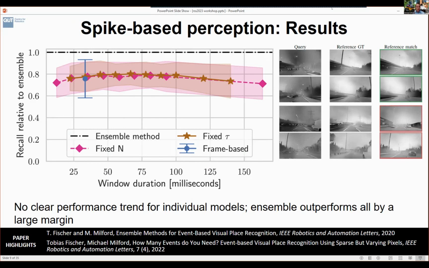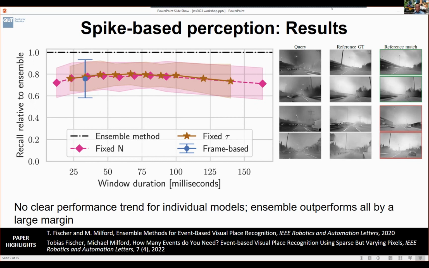So this is a results page. The performance graph is on the left of this slide. The vertical axis is performance, so higher up on the vertical axis is better performance. The ensemble method is the one shown in the black dot and dashed line, and it is constant across the entire horizontal axis. The horizontal axis is the reconstruction window that we are using to reconstruct images from these event camera streams. And because the ensemble method takes reconstructions at all different timescales, it has a single performance point, which is why you have a horizontal line.